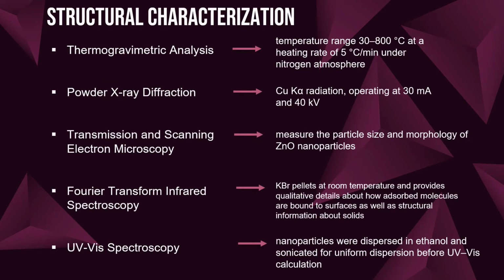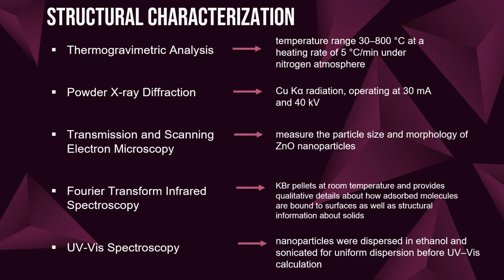With a combination of analytical techniques, we can determine or confirm the molecular structure for a chemical entity. Using a thermogravimetric analyzer in the temperature range 30 to 800 degrees Celsius at a heating rate of 5 degrees Celsius per minute under nitrogen atmosphere, the synthesized zinc oxide was subjected to thermogravimetric analysis. Powder X-ray diffraction patterns were obtained for synthesized samples using a powder X-ray diffractometer with copper K-alpha radiation, operating at 30 milliamperes and 40 kilovolts to determine the crystal phase identity and estimate the crystallite size.